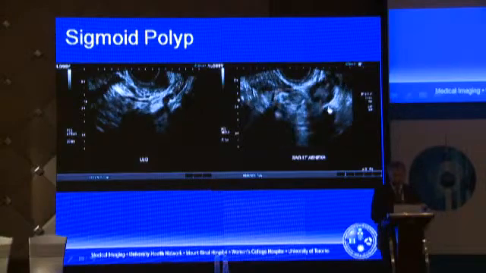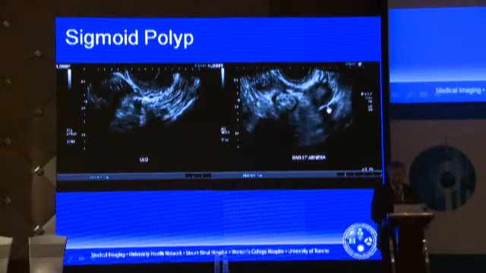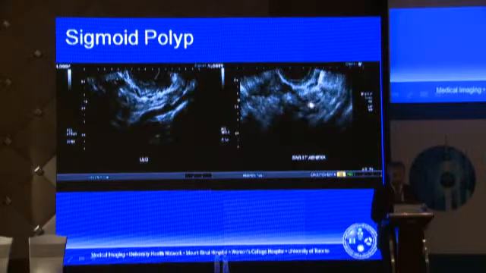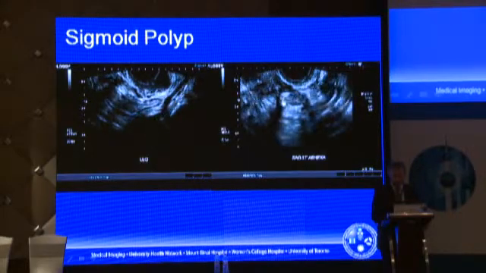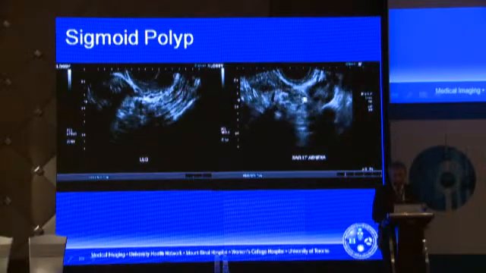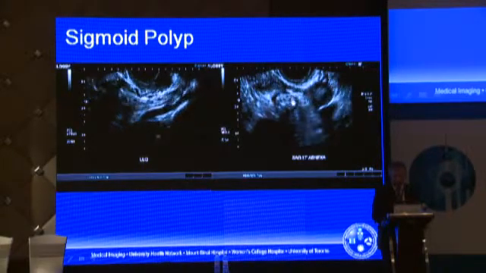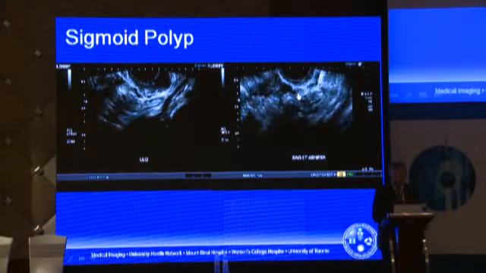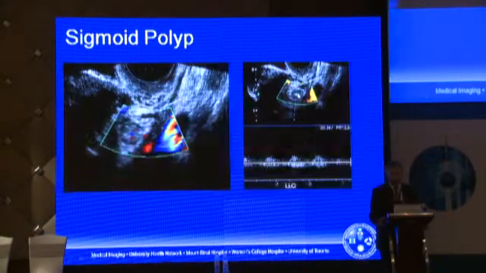And then we look in transverse. We'll let the cine loop play again. Here's the sigmoid colon in transverse. Here's something in the lumen. And then we go past it, and this is what normal sigmoid colon looks like. And how do you prove it? Again, put on color. You see some color.